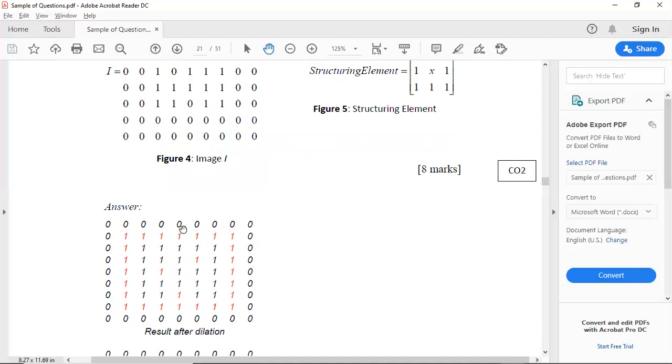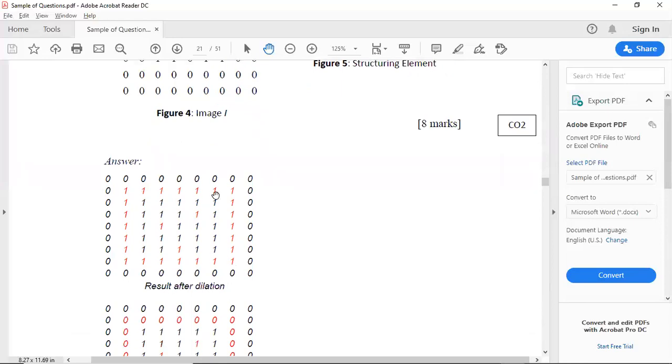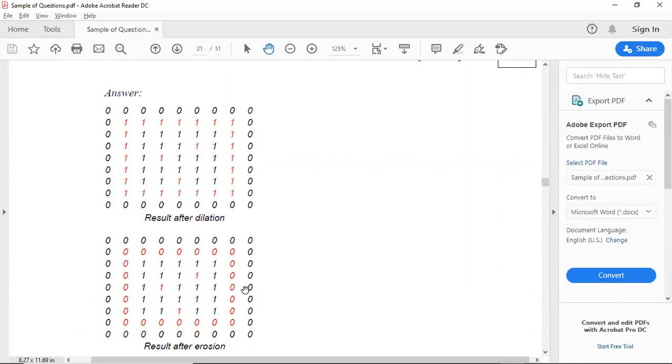Okay, so next you will perform erosion based on this result. So you'll find that when you erode, all the boundary pixels will be turned to 0. But the holes that you have filled remain the same. Any question? No, sir.